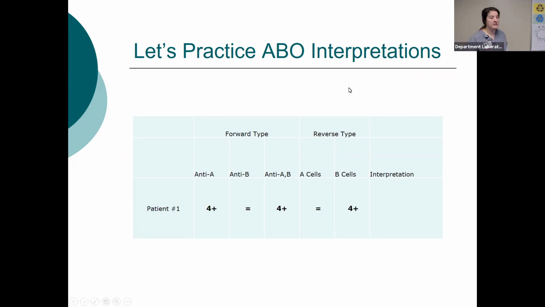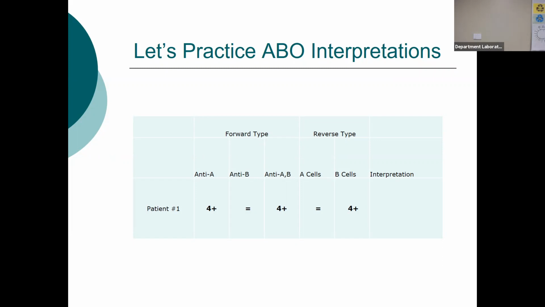All right, let's look at this example. 4+ with anti-A, negative with anti-B, 4+ with anti-A,B. What's your front type? A. What's your back type? Still typing as an A. This is what confuses patients.